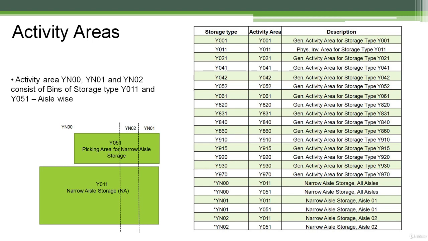Here all bins of the picking area and the narrow aisle storage which belong to aisle 1 are assigned to activity area YN01. All the bins belonging to aisle 2 of storage types Y051 and Y011 are grouped together into activity area YN02. All other bins which do not belong to aisle 1 or 2, from storage types Y051 and Y011, are assigned to activity area Y00. For storage types Y051 and Y011, we have the bins assigned to activity areas based on the aisles.